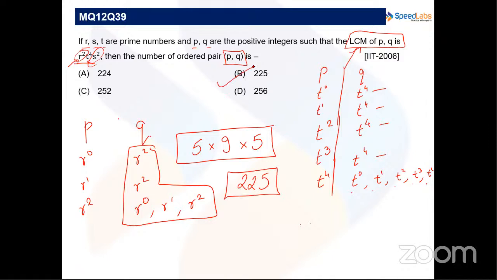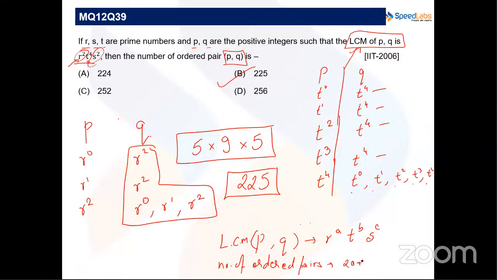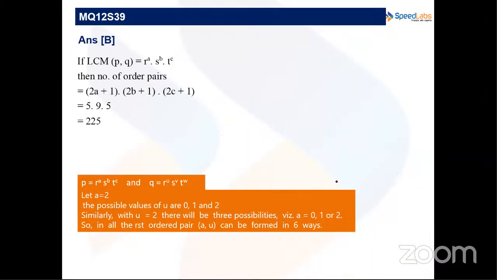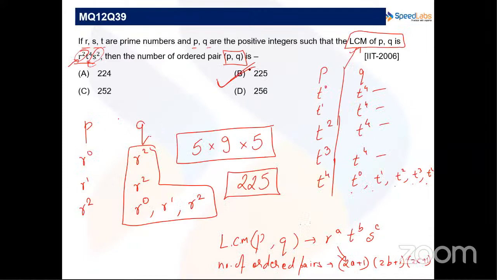So general formula is if you are having, let's say, the LCM of PQ is R to the power A, T to the power B, and let's say S to the power C. Then the number of ordered pairs you will get is 2A plus 1 into 2B plus 1 into 2C plus 1. Okay, see, R to the power A we are having. So this can have the values ranging from 0 to A, but both cannot have the values 0, 0. So that's why you will get the option 2A plus 1. So our correct option was B. Now moving to the next question.